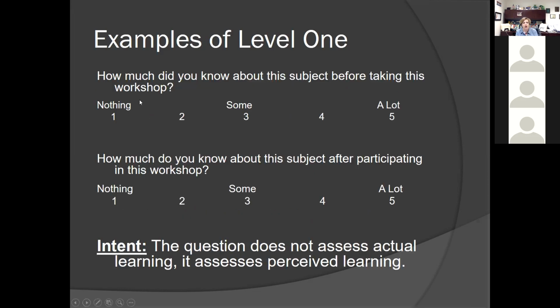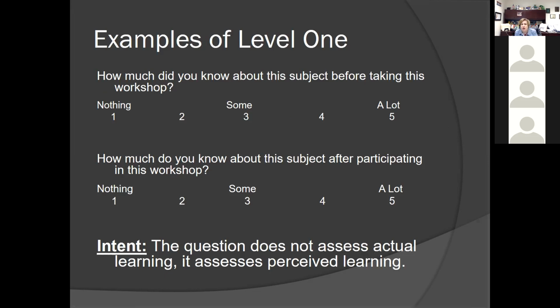So again, here's some other questions: how much do you know about this subject before taking the workshop, and how much do you know about this subject after participating in the workshop? This would be what's called a pre-post reflective. You're asking them after the program is over how much they knew before they came, and how much they knew after they came.